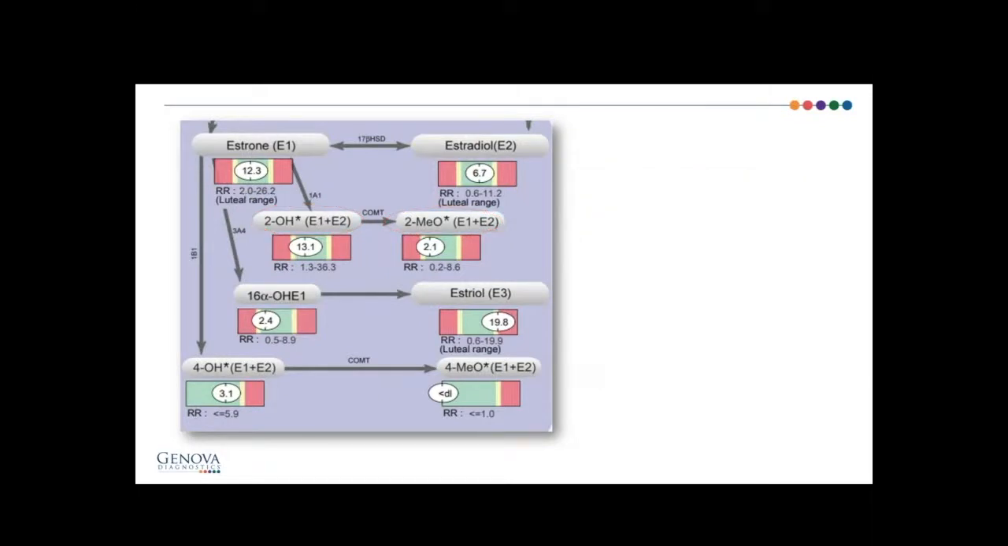What about her 4-hydroxy? Well, you know, her 4-hydroxy at 3.1 isn't bad. Her 4-methoxy is rather low. I think personally in this situation, I would want to make sure she is catabolic, that there might be oxidative stress. I'd want to make sure that I could limit that oxidative stress to limit the oxidation of 4-hydroxy potentially into quinones. So methylation support makes sense here as well.